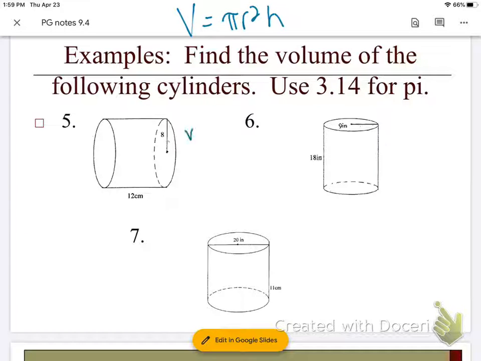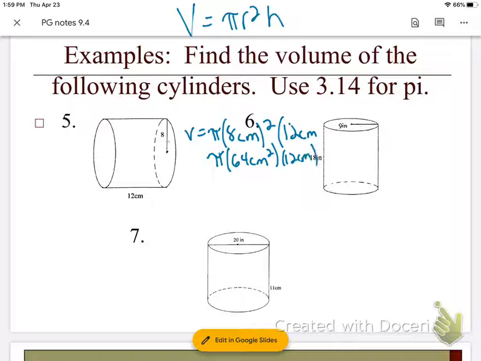So our volume here is going to equal pi, my r here is 8 centimeters, squared times h, 12 centimeters. Well, that gives me pi times 64 centimeters squared times 12 centimeters. So 64 times 12, 768 pi centimeters cubed.